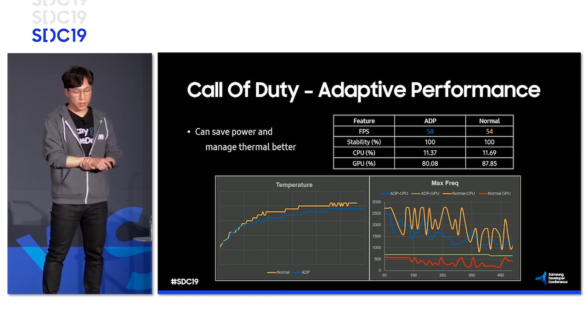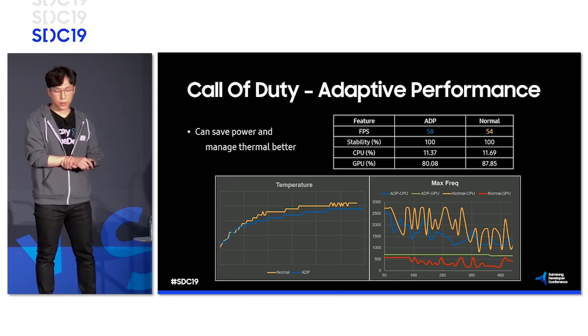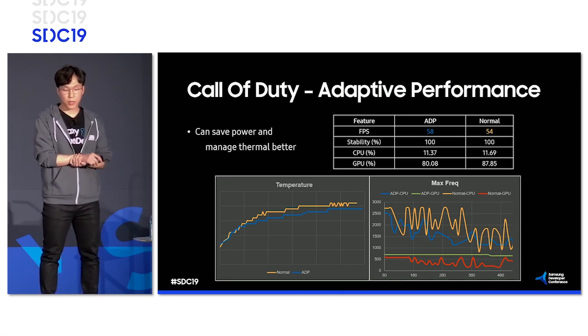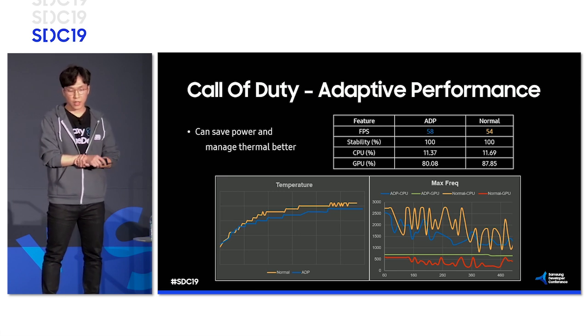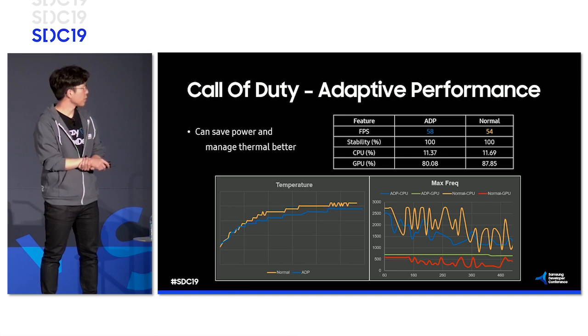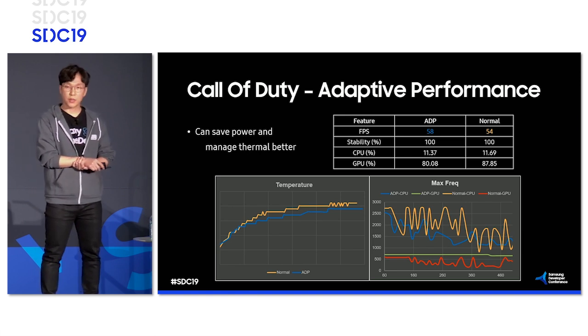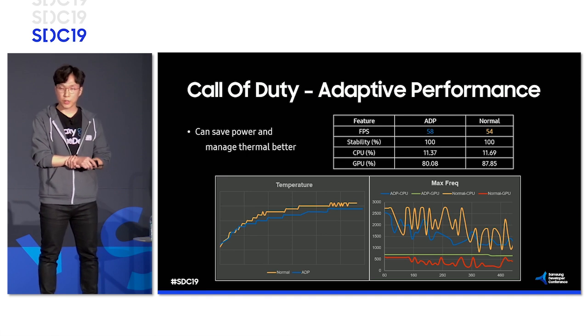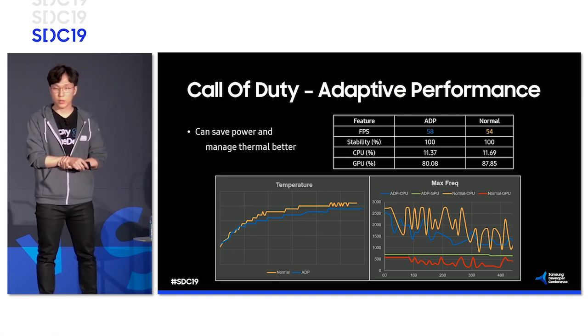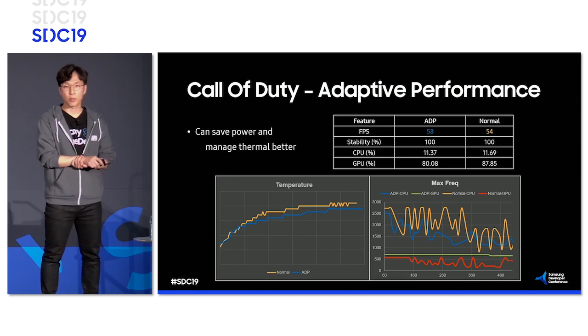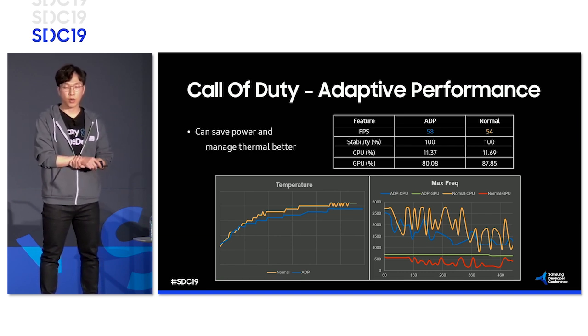The normal version uses more CPU frequency at the beginning, so it quickly meets thermal throttling, and after that, FPS drops and power control also shakes. For this reason, with adaptive performance, temperature and performance are much better than the normal version. So we can be sure there is a clear benefit of adaptive performance in a real game, Call of Duty Mobile.